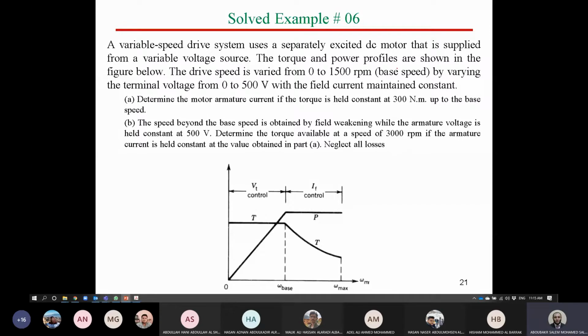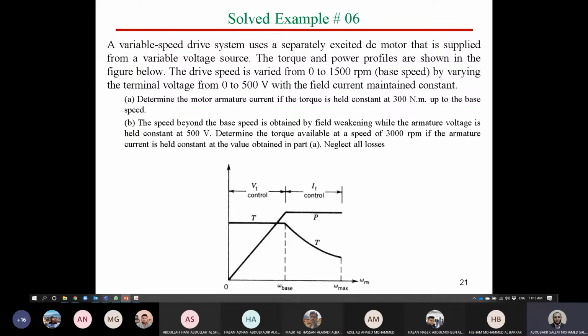So the torque and power profiles are shown in the figure below. This is our control strategy. This is the torque and speed characteristic according to our control. It's stated here that the drive speed is varied from 0 to 1500 RPM, which is the base speed, by varying the terminal voltage from 0 to 500.